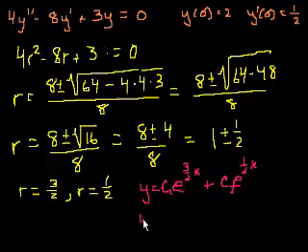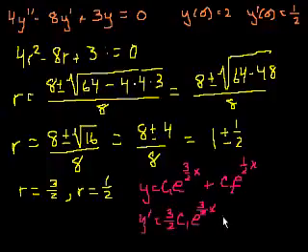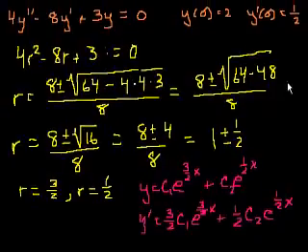So what's y prime? y prime of our general solution is equal to 3/2 times c1 e to the 3/2 x plus, derivative of the inside, 1/2 times c2 e to the 1/2 x. And now let's use our actual initial conditions.